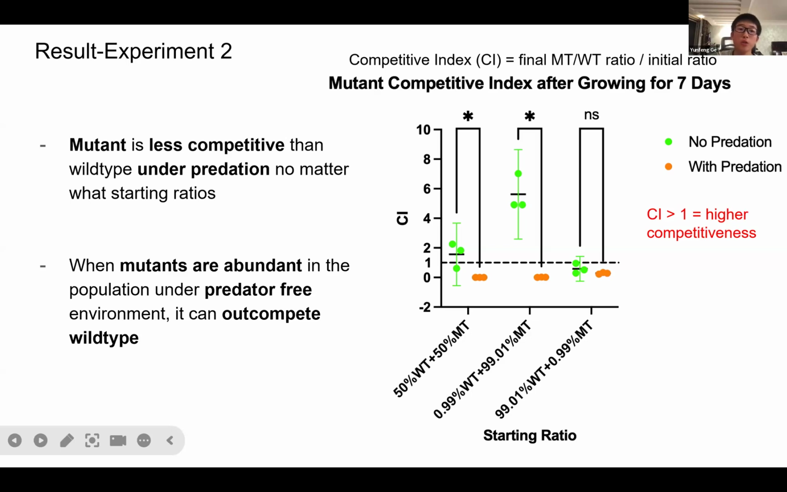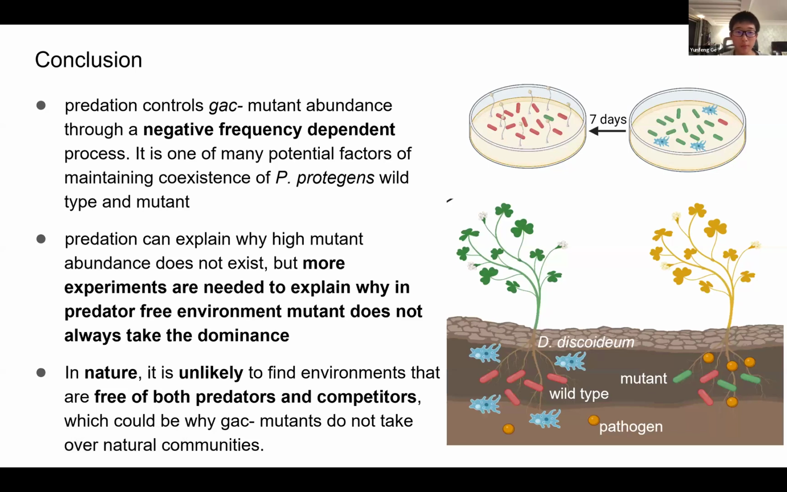So finally, the conclusion is predation controls GAC mutant abundance through a negative frequency dependent process. It's definitely not the only process controlling this, but it's one of many potential factors. And here on the upper right is a graph showing how the negative frequency dependent process works. When the population starts with a high abundance of mutants, the predation can control the mutant abundance and reduce it to a relatively low ratio and just keep it stable in that wild type versus mutant ratio.